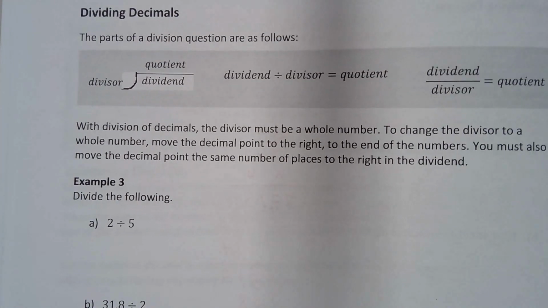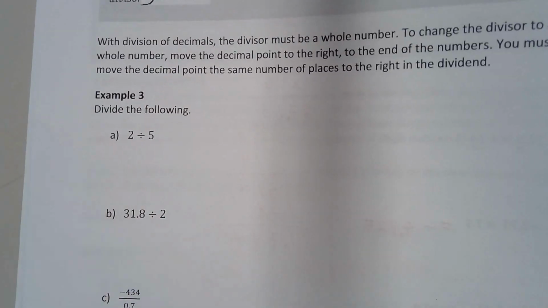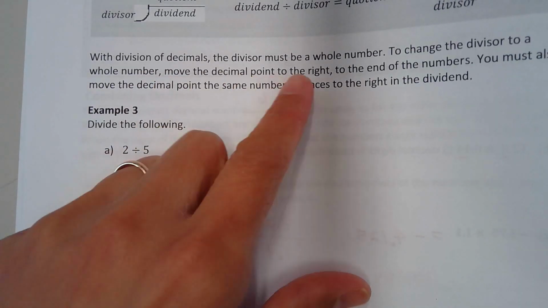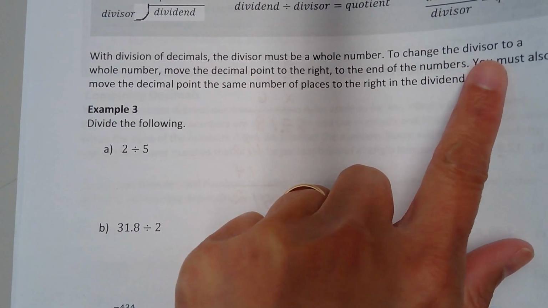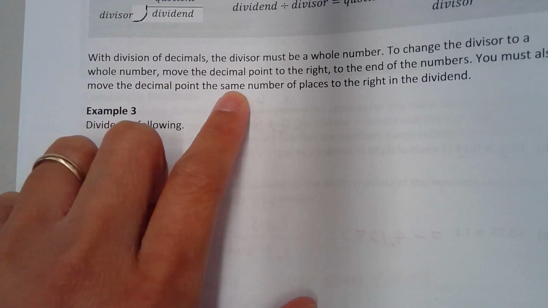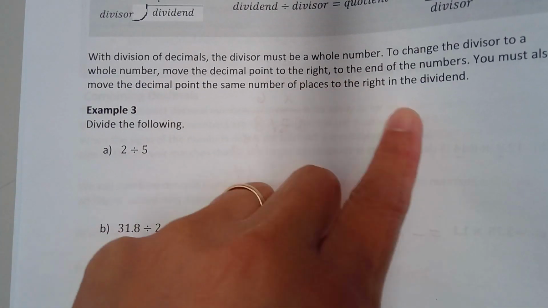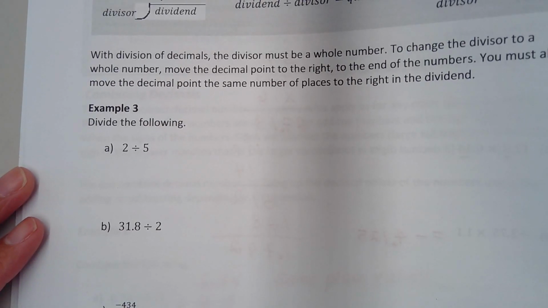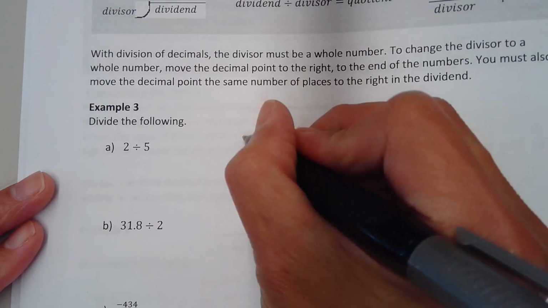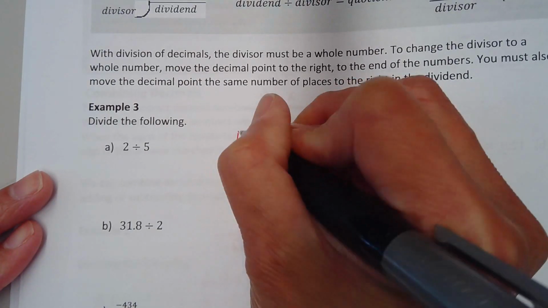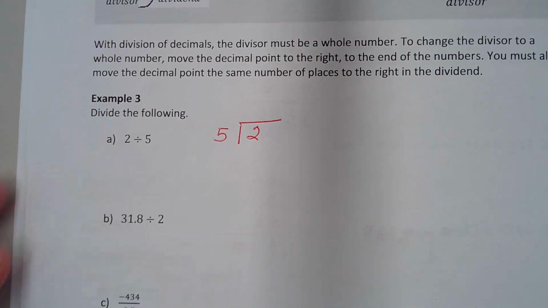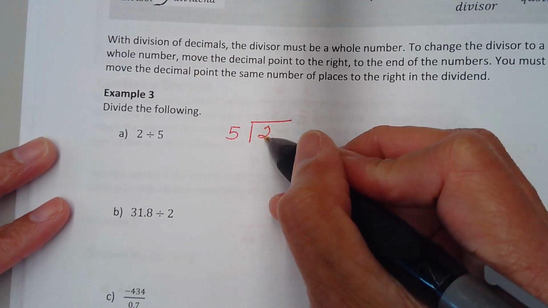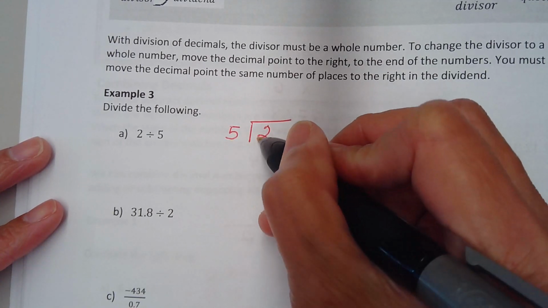And then for dividing, okay, let's do this one here. How do we do that? With division, the divisor must be a whole number. To change the divisor to a whole number, move the decimal point to the right. You must also move the decimal point in the dividend the same number of places to the right. So you go 2 divided by 5. How many 5s fit into 2?